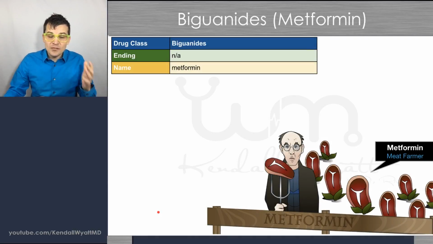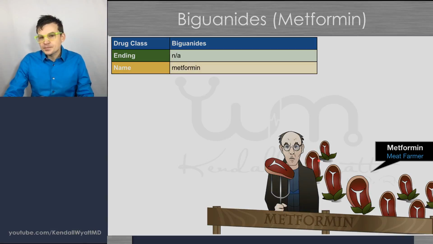Now let's get started with our first drug class. It's essentially one medicine, the biguanides, or metformin. Now there's no drug ending here because you just need to remember metformin. Now for metformin, you can remember our Picmonic character, the meat farmer, and go check it out at Picmonic.